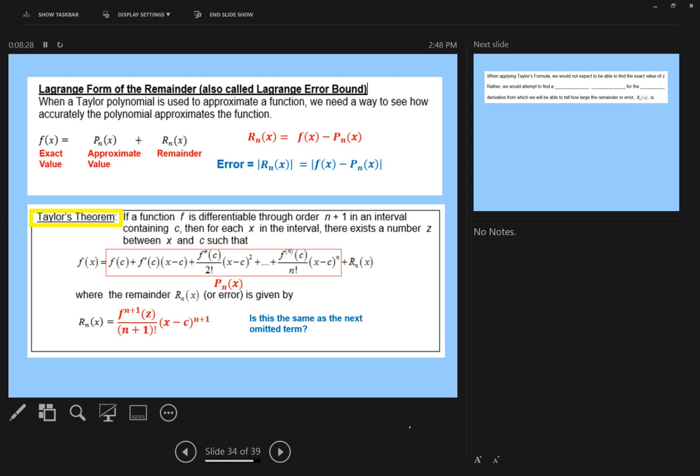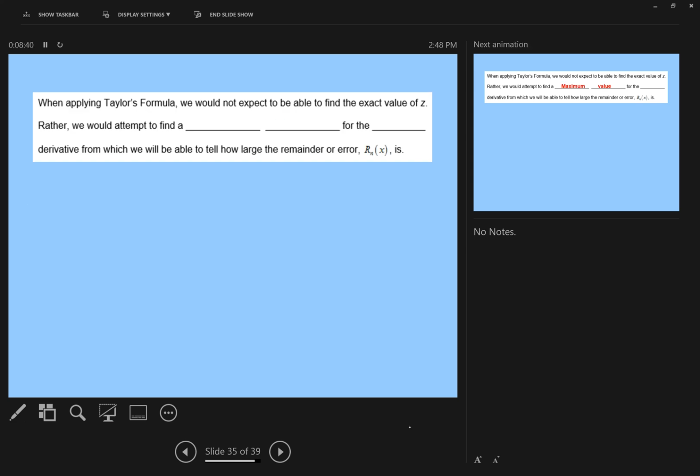What the heck is that? Z? We haven't talked about z before, have we? So that's what makes this a little different. It's very close, but that's what makes this different than just the next omitted term. All right, here's how it works.